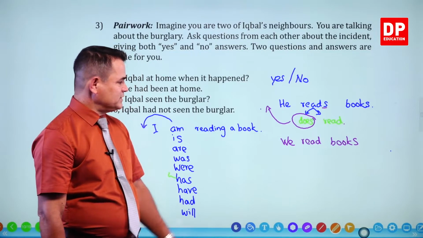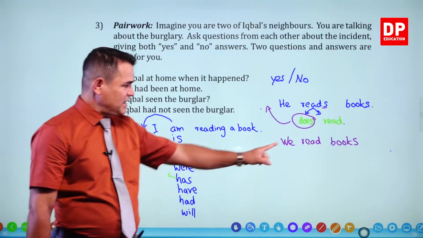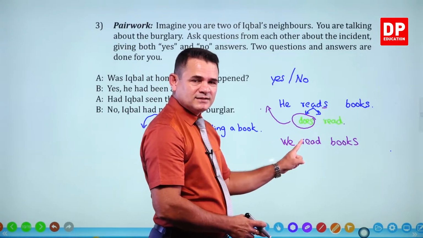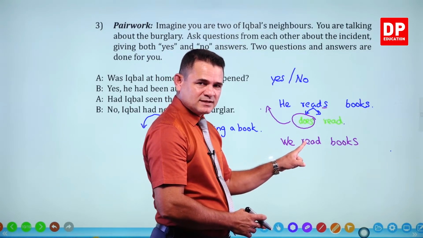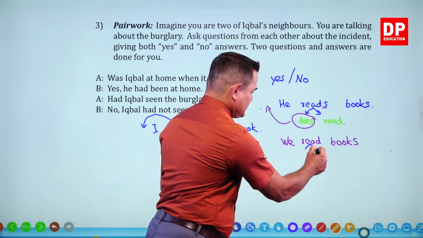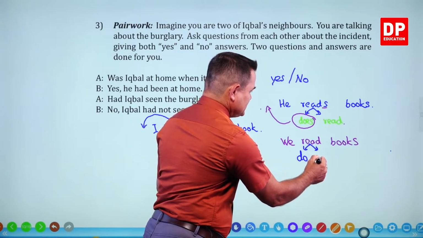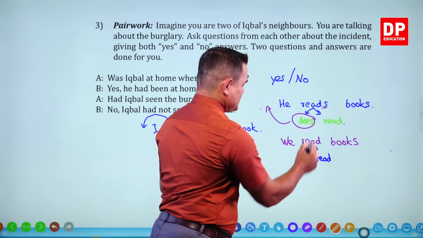Then what you have to do is, in this one, these words are not there. So look at the verb and the tense of the sentence. Here it is present tense plural. So we have to think there is do. Do plus read.